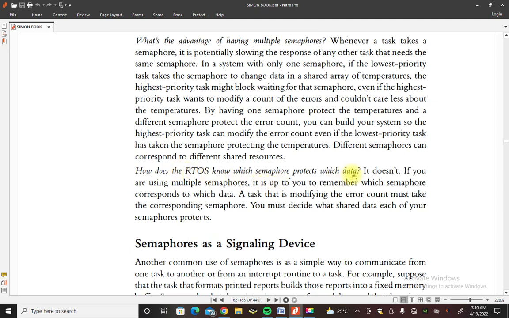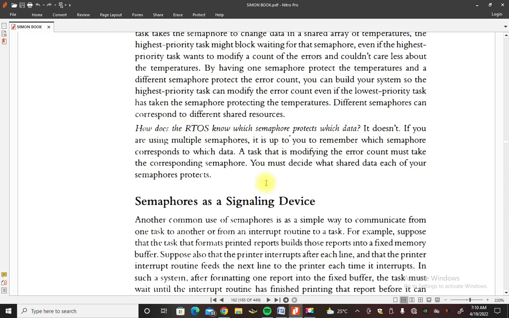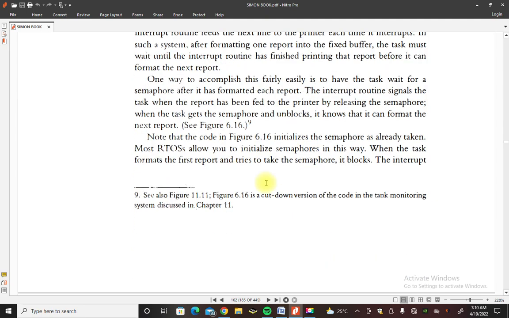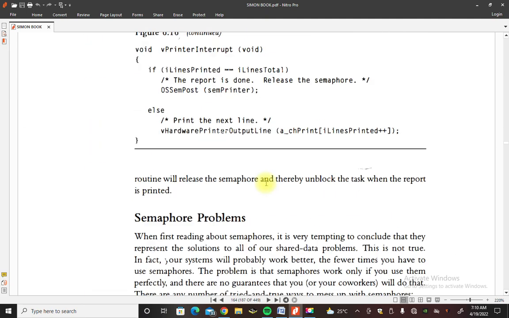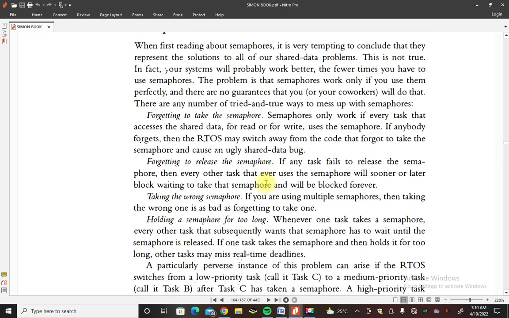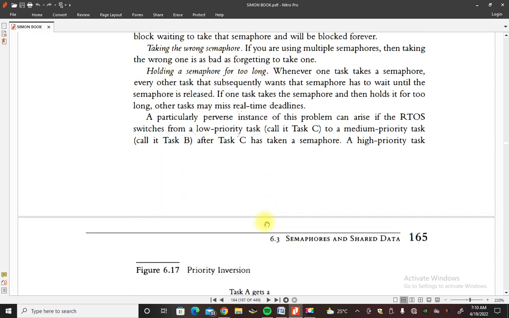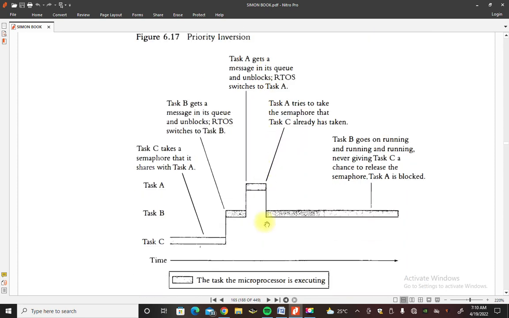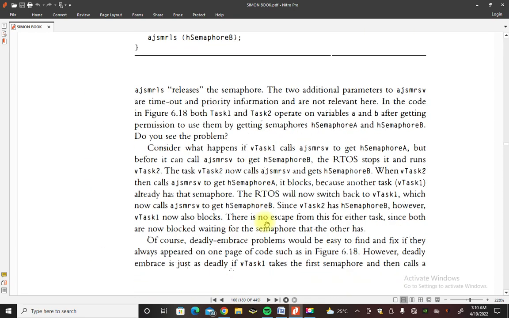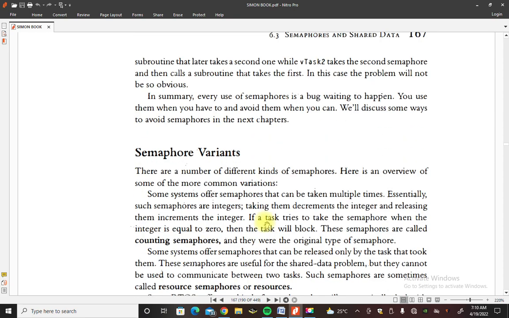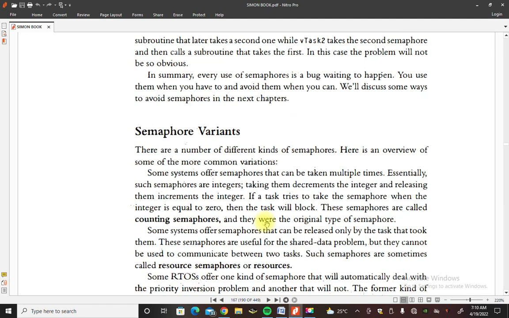How does the RTOS know how the semaphore protects which data? Semaphores as a signaling device have been discussed, and some examples are given. Semaphore problems, right? That's what we discussed: forgetting to take the semaphore, forgetting to release the semaphore, taking the wrong semaphore, holding the semaphore for too long. This completes our chapter 6, which talks about semaphores, one of the major things which prevents the shared data problem.